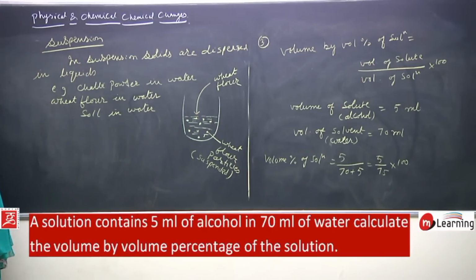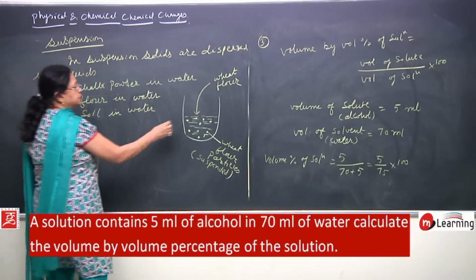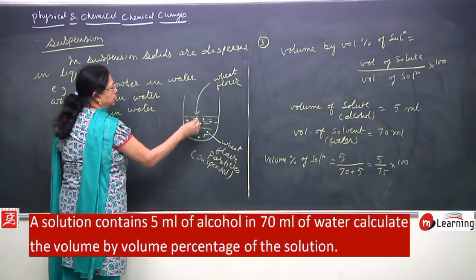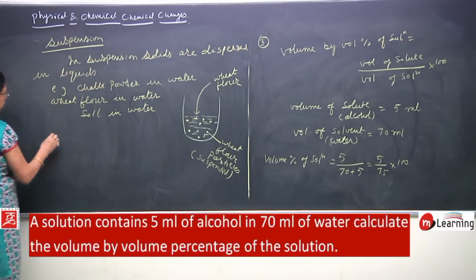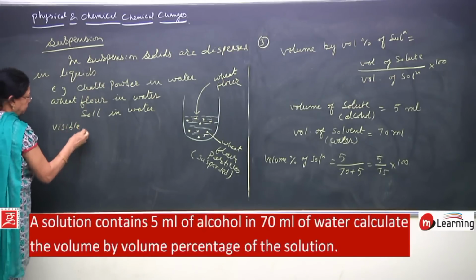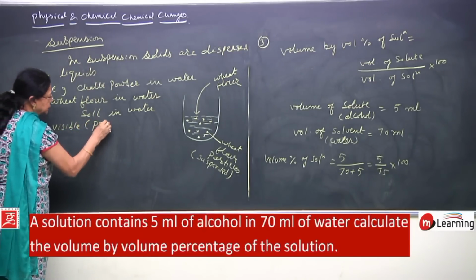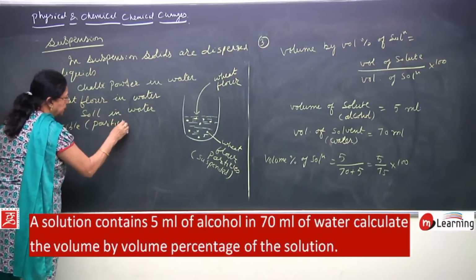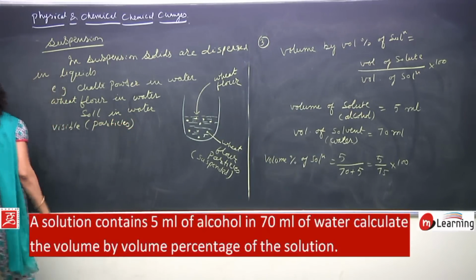Then, particles are visible to the naked eye. You can easily see them. Particles are visible.